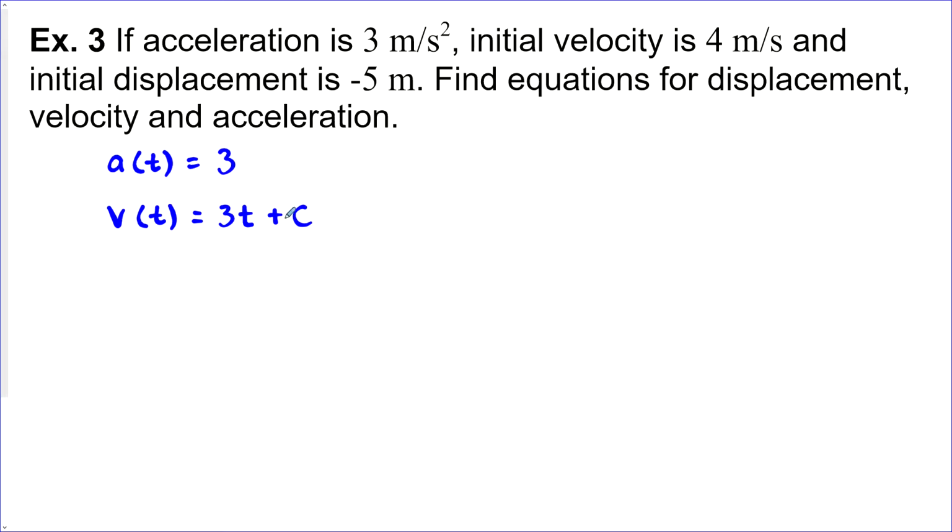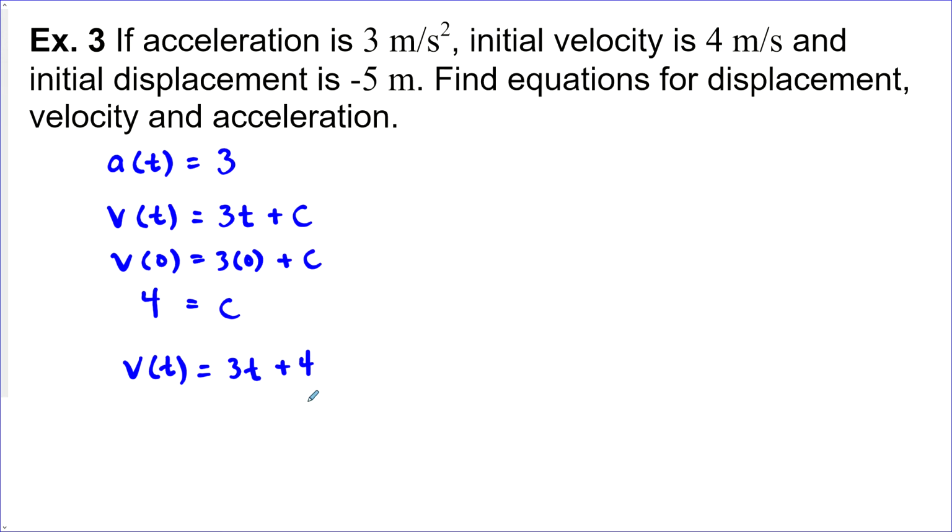Now, because we're working with polynomials, this c is actually our initial condition, or our initial velocity of 4. But we could always solve for c by putting in the information that we're given. So we'll put in 0 here, and we should get 4. And we can see that c does in fact equal 4. So our velocity equation is 3t plus 4.